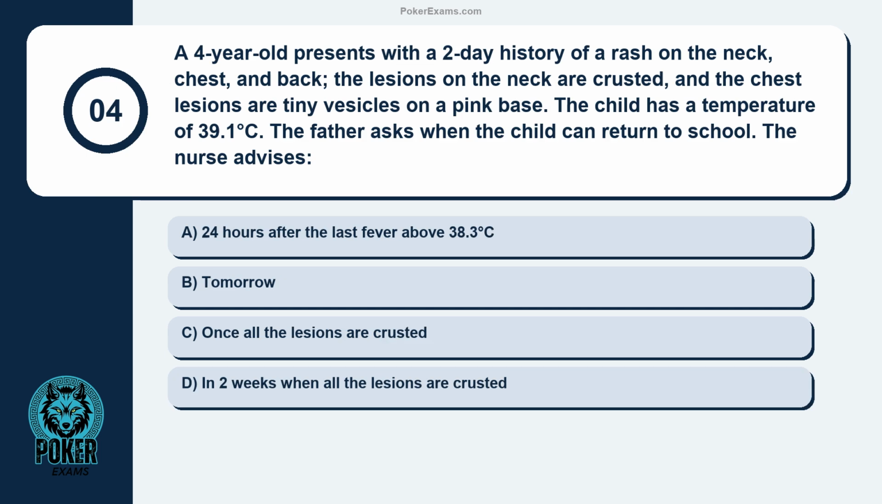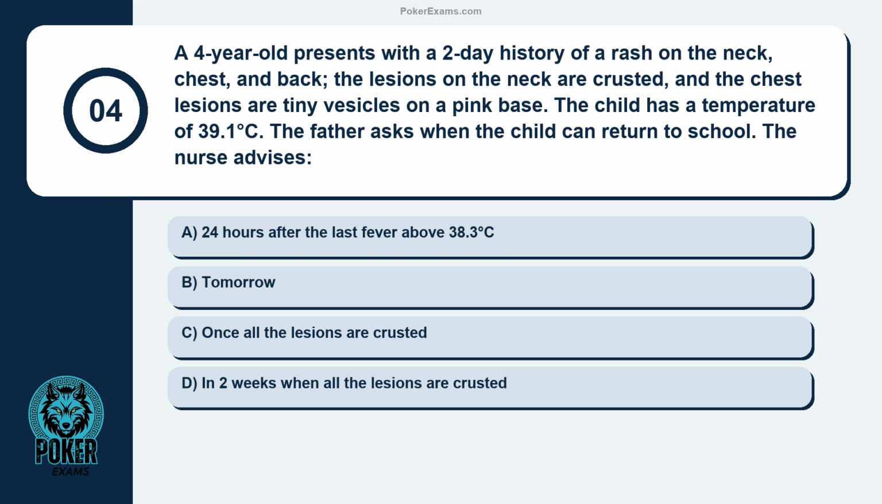Question 4. A 4-year-old presents with a 2-day history of a rash on the neck, chest, and back. The lesions on the neck are crusted, and the chest lesions are tiny vesicles on a pink base. The child has a temperature of 39.1 degrees Celsius. The father asks when the child can return to school. The nurse advises 24 hours after the last fever above 38.3 degrees Celsius.